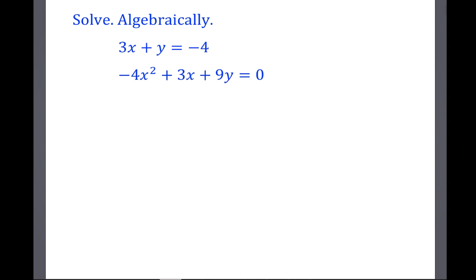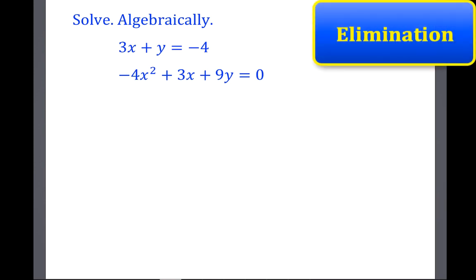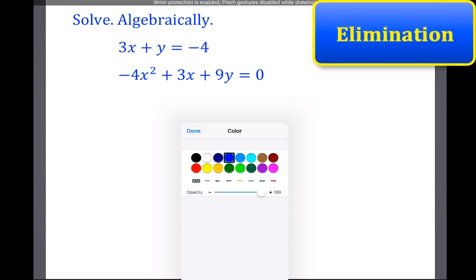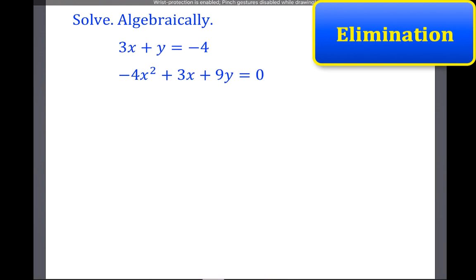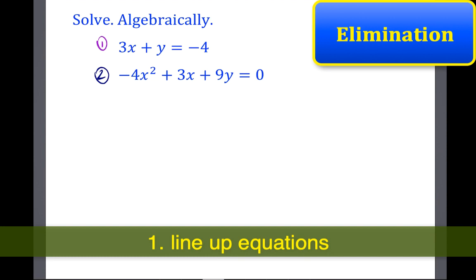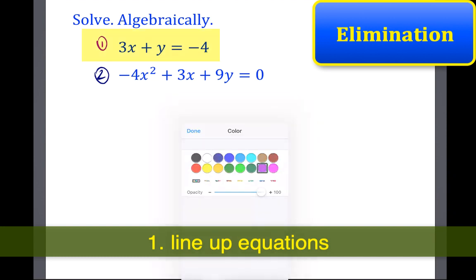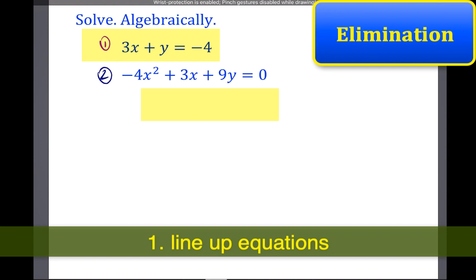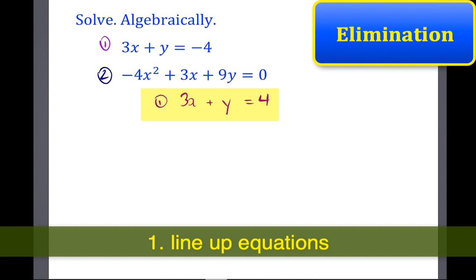Let's solve this one algebraically, and let's use elimination to find the answer. As ever, I'll label my equations 1 and 2. The next thing I want to do is line these equations up. I'm going to leave my equation 2 the way it is, and I'm going to line up my equation number 1 directly underneath. So if I line up equation number 1 underneath, I'll have 3x plus y equals -4. And so you can see here how the equations are lined up.